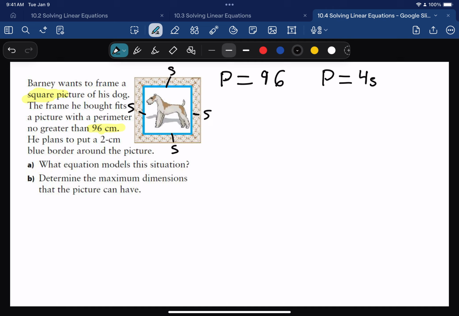And now he plans to put a 2 centimeter border around the picture. So we can see that this side length is going to have a border of 2 centimeters here, 2 centimeters, but this is also going to be 2 centimeters.